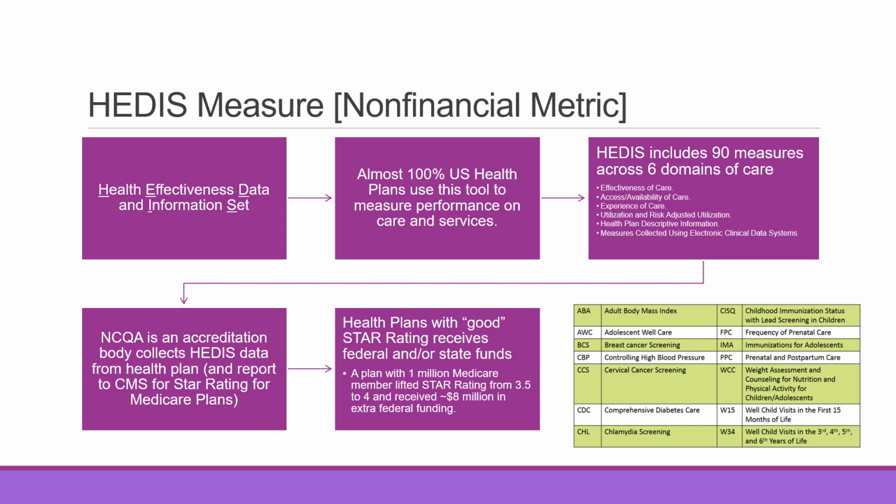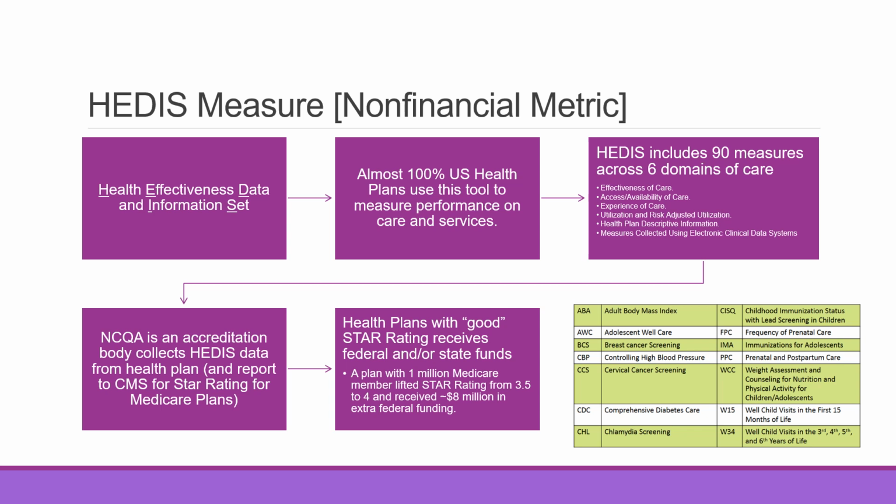As a quick example, a health plan with about 1 million Medicare members has a star rating originally of 3.5, and they increased to a star rating of 4 because they met some other parts of the HEDIS measure performance. For this small jump of 0.5 in the star rating measure, this health plan received $8 additional million from the federal funding. So you can get a really good sense of how these non-financial metrics, such as meeting the HEDIS measure, can directly be relevant to the financial gain for the institution.